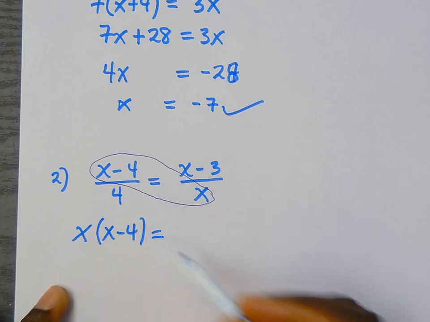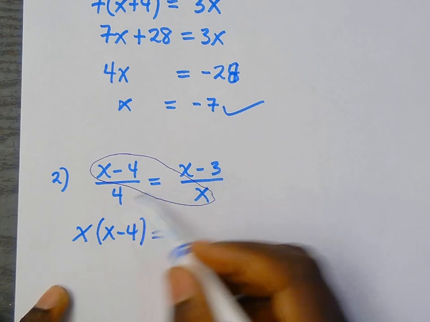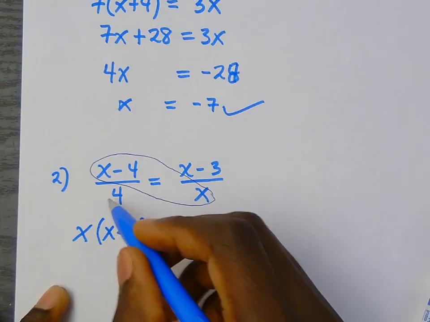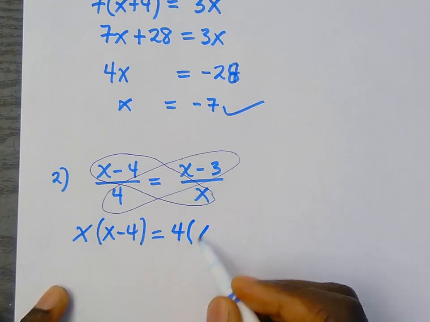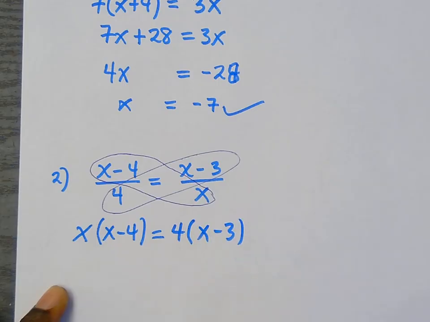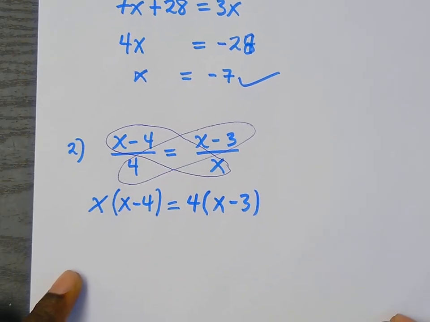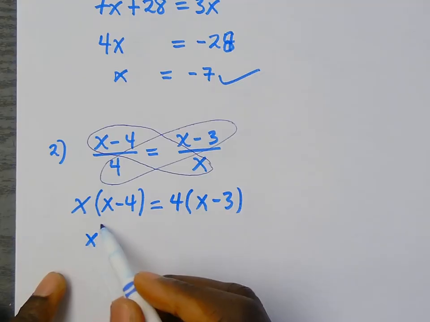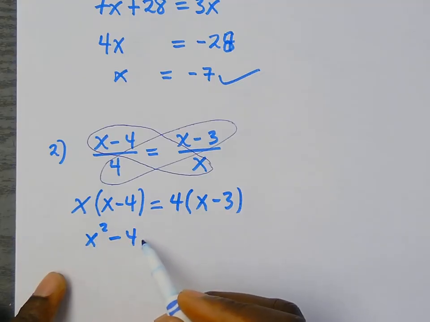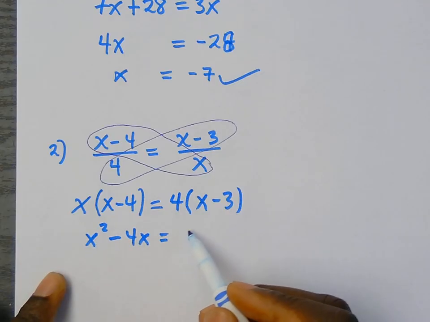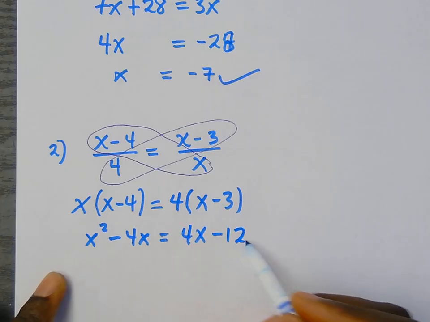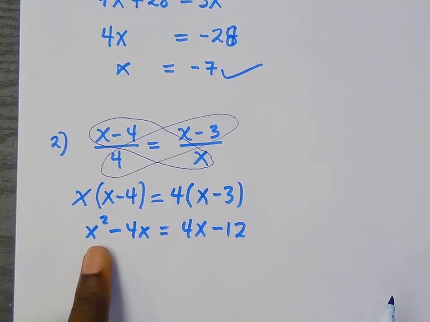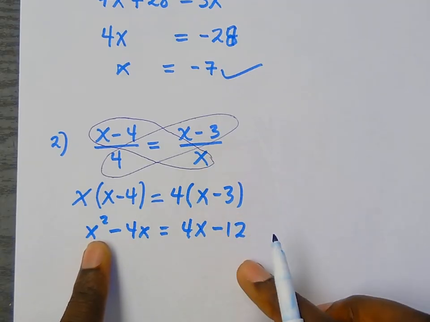Bring down the equal sign, then I cross multiply the other diagonal, so we have 4 times (x minus 3). This is what I have. Now if I distribute, I'm going to get x squared minus 4x equals 4x minus 12. Now this is a quadratic equation. We started with a rational equation, and now it looks like a quadratic equation.